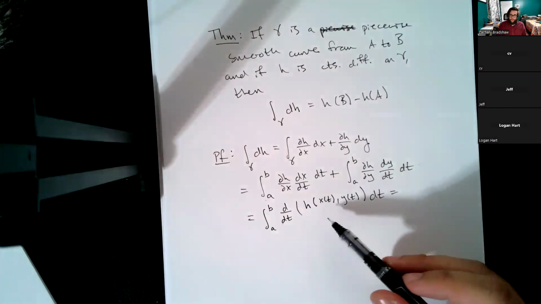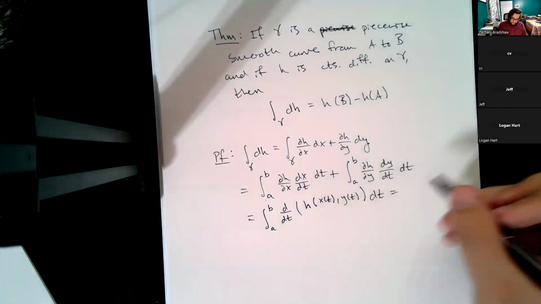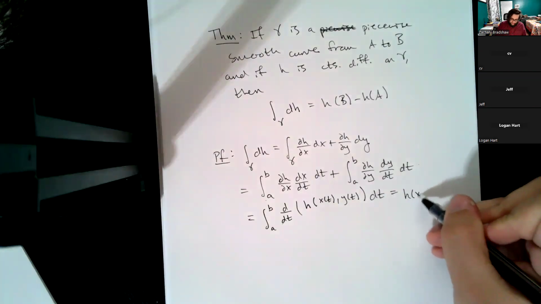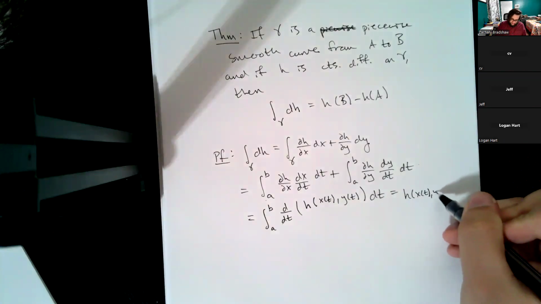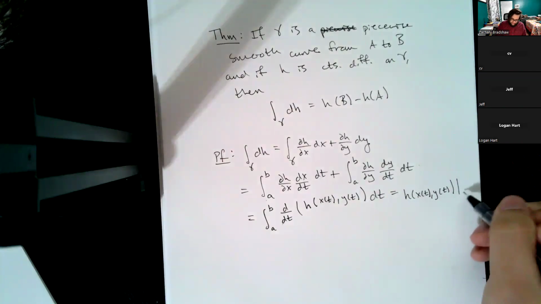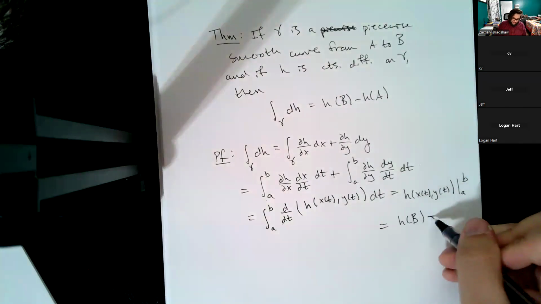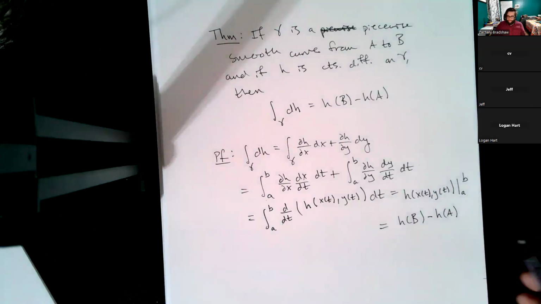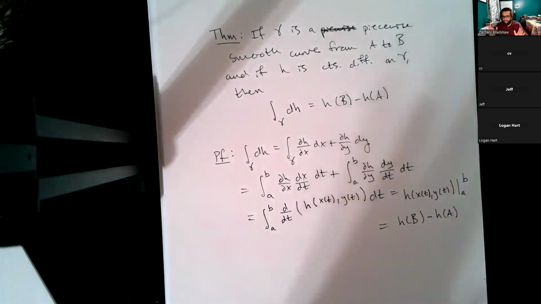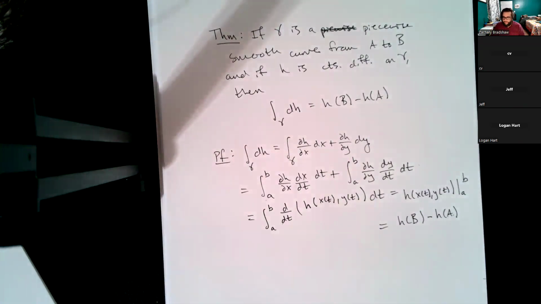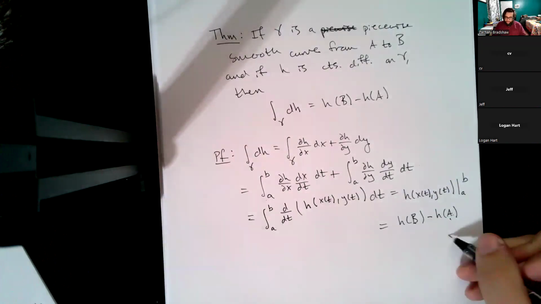And now we can just use the ordinary fundamental theorem of calculus. So this is h, which is h of b minus h of a, right? So b and a, that's x of lowercase b comma y of lowercase b, x of lowercase a comma y of lowercase a. And so this completes the proof.